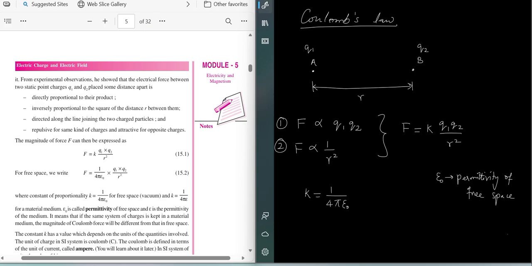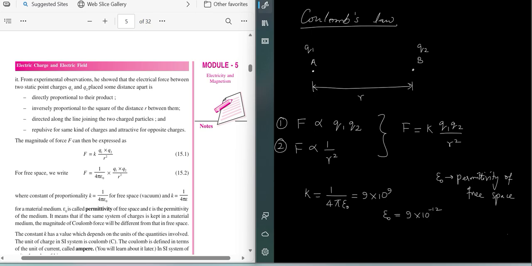Now in SI units, the value of 1 by 4 pi epsilon 0 is 9 into 10 raised to 9. You will understand the units also. The value of epsilon 0, the permittivity of free space, is 8.854, or we can approximately say 9, into 10 raised to minus 12. This is the value. Units we will see.